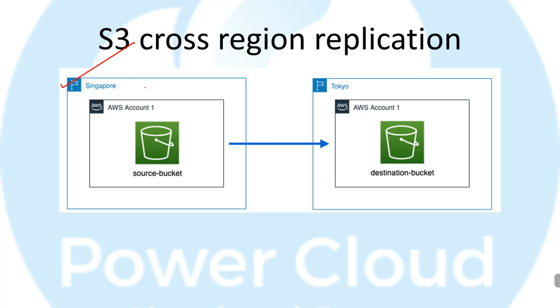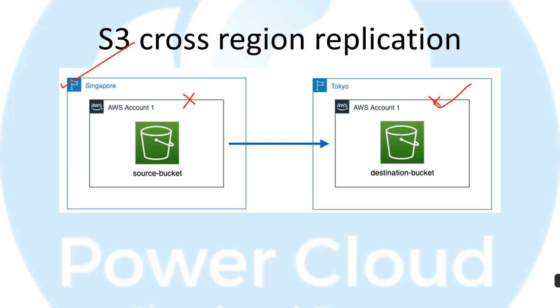For that, we will use S3 cross-region replication, right? When we upload an object in the Singapore region, that is the source bucket, it's automatically replicated to the Tokyo region, that is the destination bucket. So when for any reason an object is deleted here, we can easily get the object back from the Tokyo region. The main purpose is backup. For backup we use S3 cross-region replication.